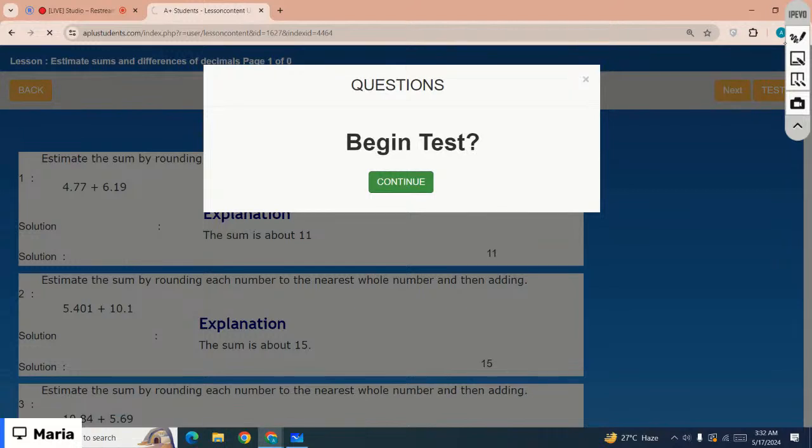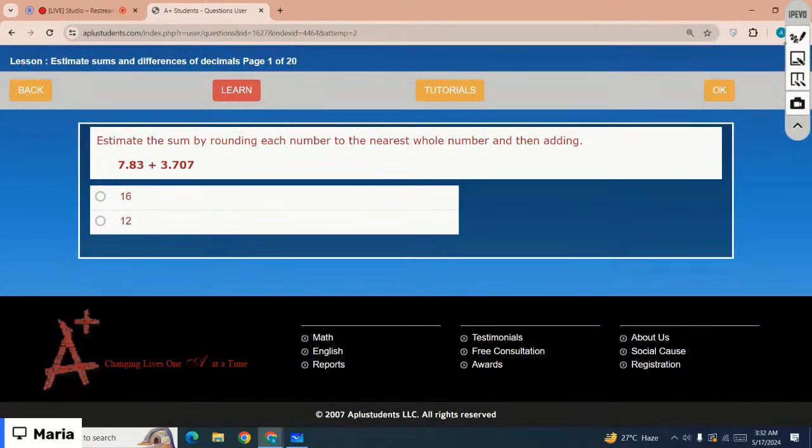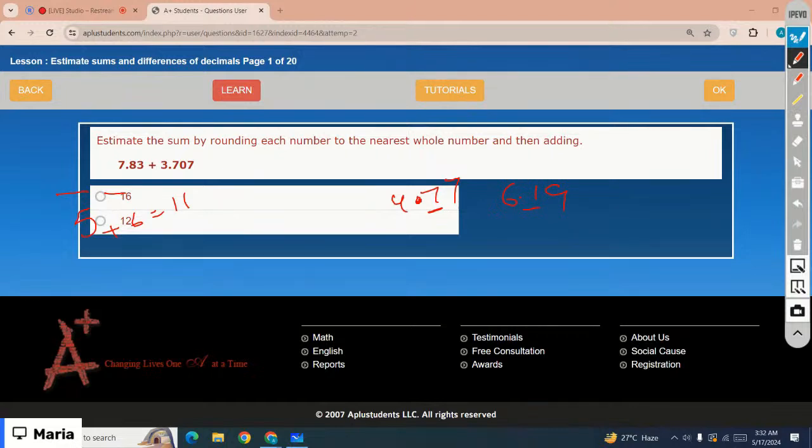Let's start with the test questions. Estimate by rounding to the nearest whole number and then adding, right? So 7.83, after the decimal you have 8. 8 is greater than 5. That means you need to round up. 7.83 is rounded to 8. Then you have 3.7. Again, you have 7. 7 is greater than 5. You need to round up. So 3.7 is rounded to 4. So 8 plus 4 equals 12.